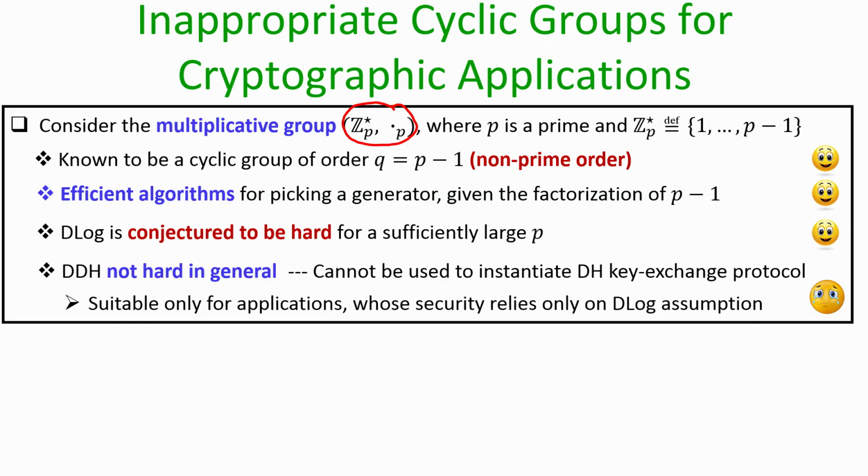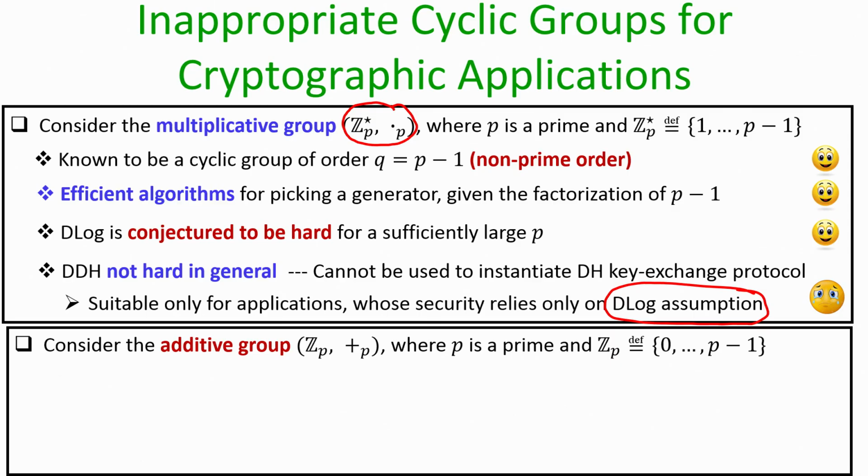So, that means this group is suitable only to instantiate those applications or those cryptographic primitives whose security is just based on the D log assumption and not on the DDH assumption, which is not the case for the Diffie-Hellman key exchange protocol. So, that is a bad news with respect to this group. So, you can see now the group Z_P star with operation multiplication modulo P may not be a suitable group to instantiate the Diffie-Hellman key exchange protocol, it is an inappropriate cyclic group.